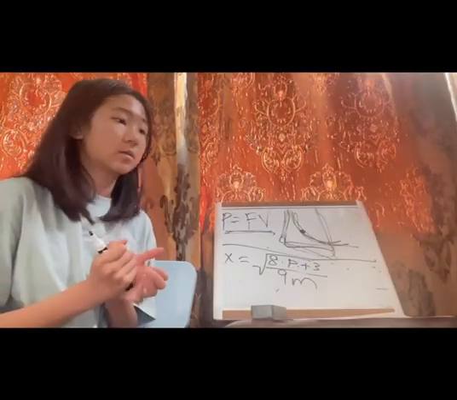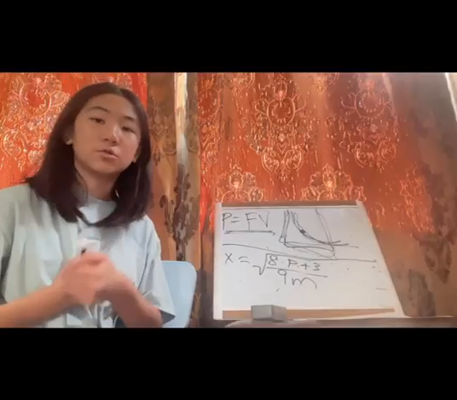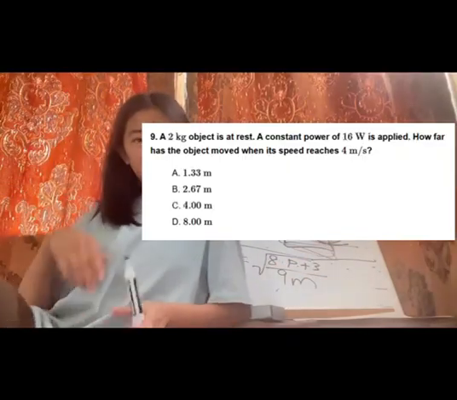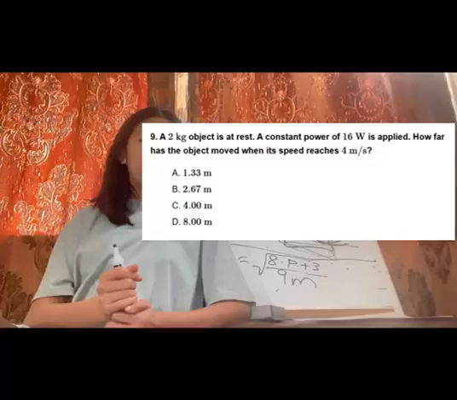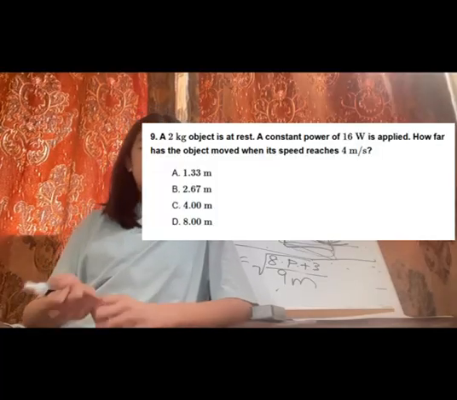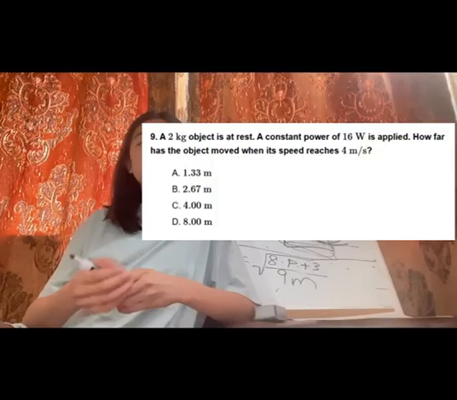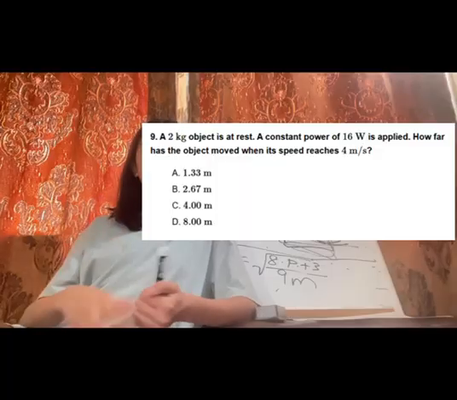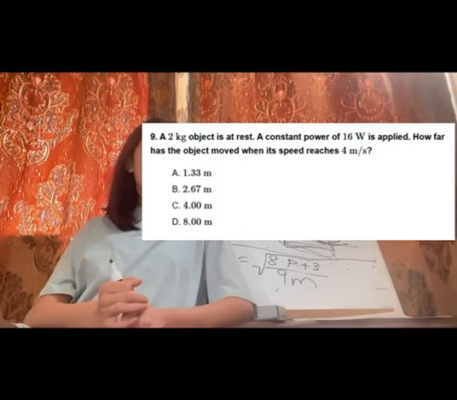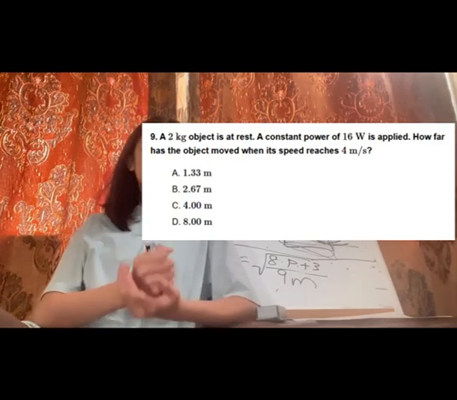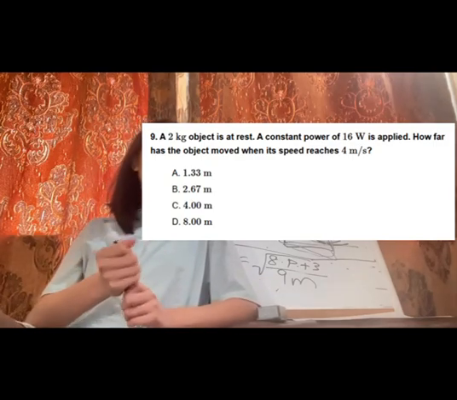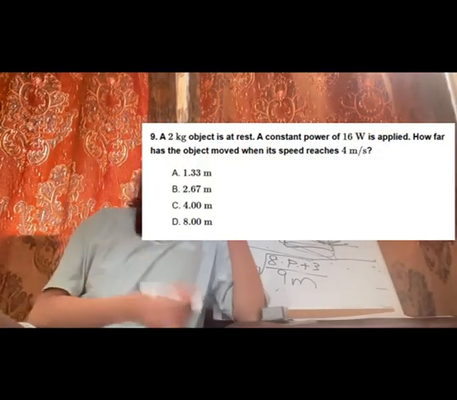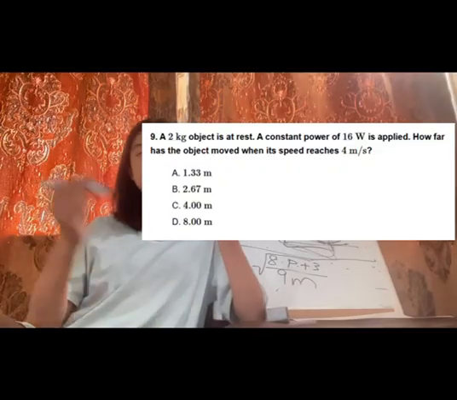So that gets us right into the practice problems. Here's the practice problem, and I'm going to read it off my computer. A 2 kilogram object is at rest. A constant power of 16 watts is applied. How far has the object moved when its speed reaches 4 meters per second? The multiple choice is A, 1.33 meters, B, 2.67 meters, C, 4 meters, D, 8 meters.